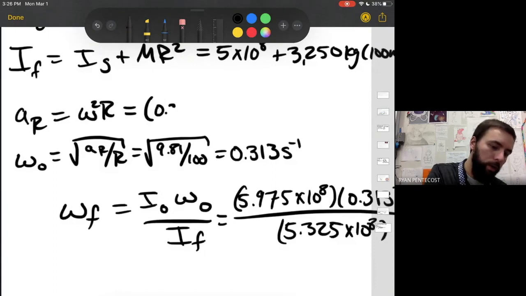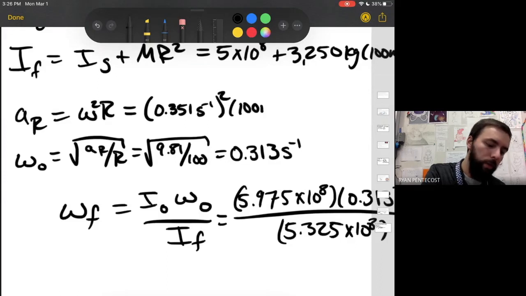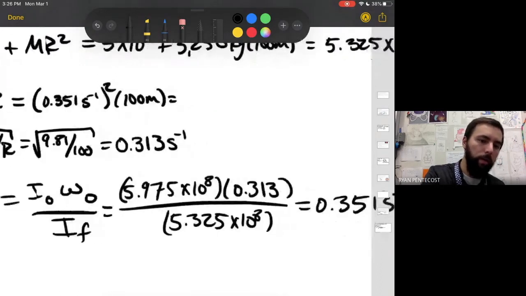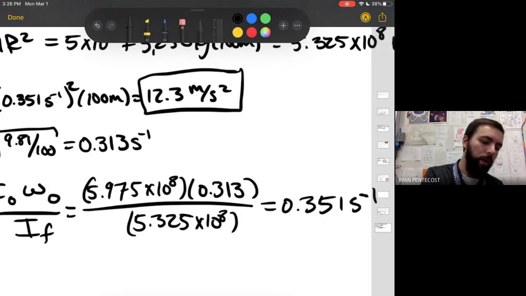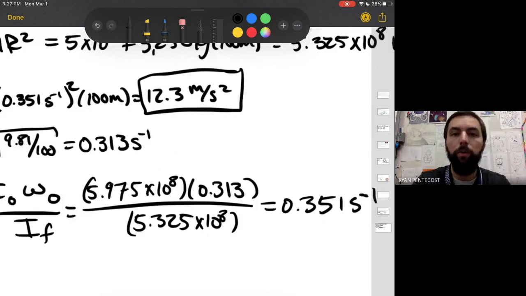So we get 0.351 seconds inverse squared times 100 meters. And you're going to come up with 12.3 meters per second squared, which is pretty tough. That means that every time this 100-person meeting happens, the rest of the crew is going to suffer a 25% increase in gravity, which is going to be brutal.